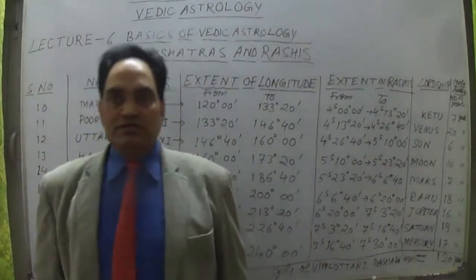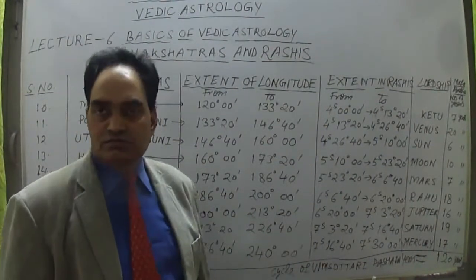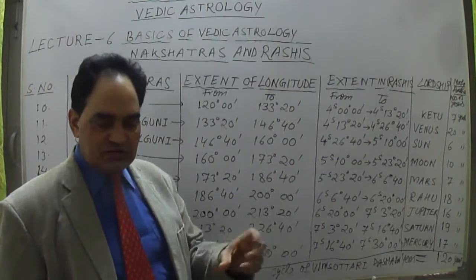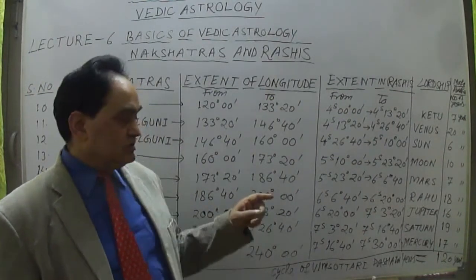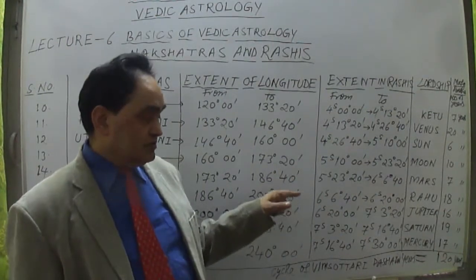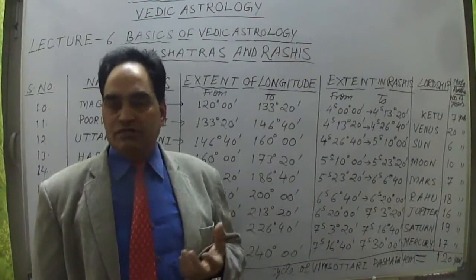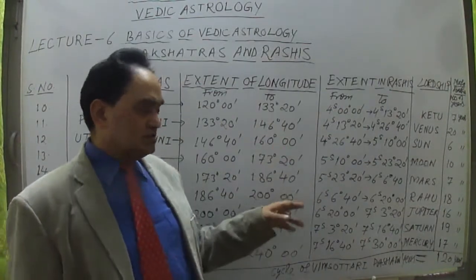Yes, friend. So, in that sign, what is the degree of the moon? The moon is falling in a particular sign. In that particular sign, what is the degree of the moon? And then that moon's degree is falling in which nakshatra? In that sign, that nakshatra we can imagine, we can come to know that this is the nakshatra.